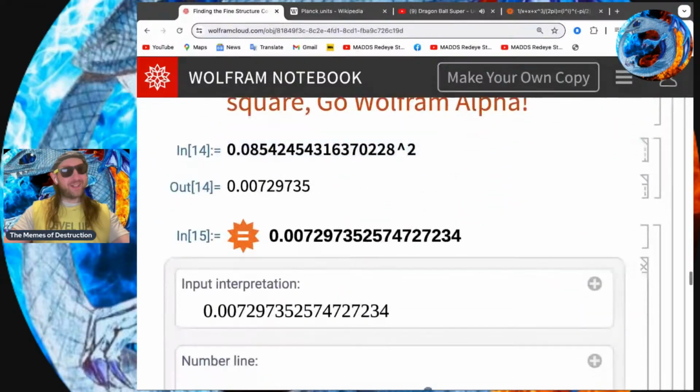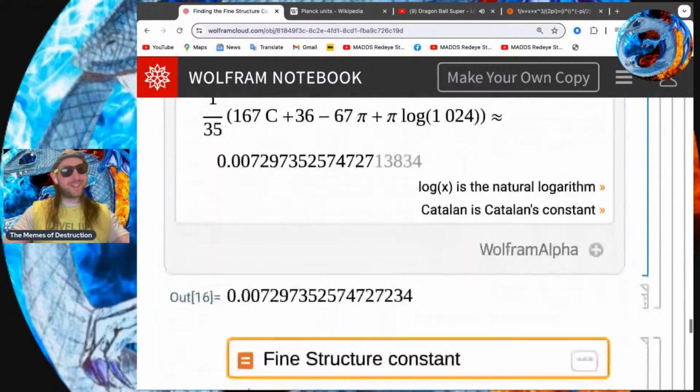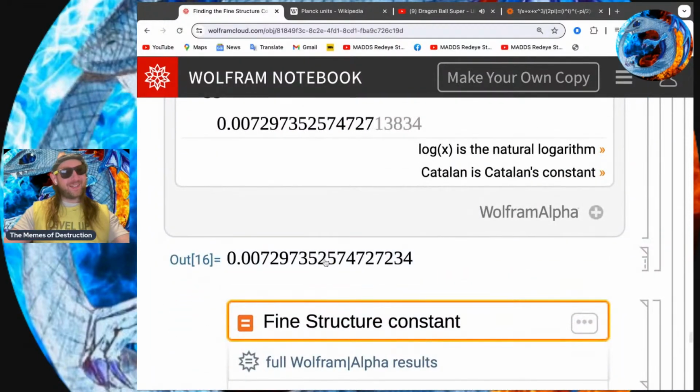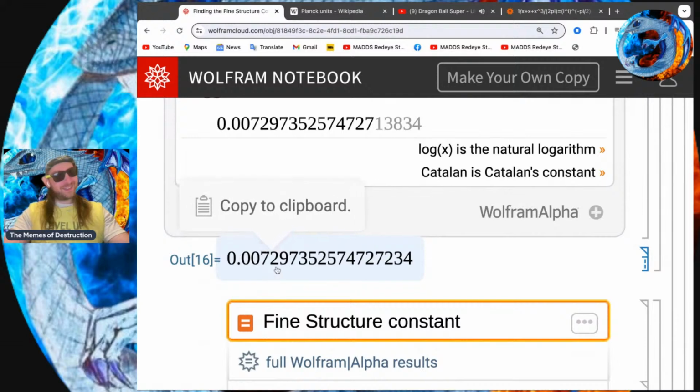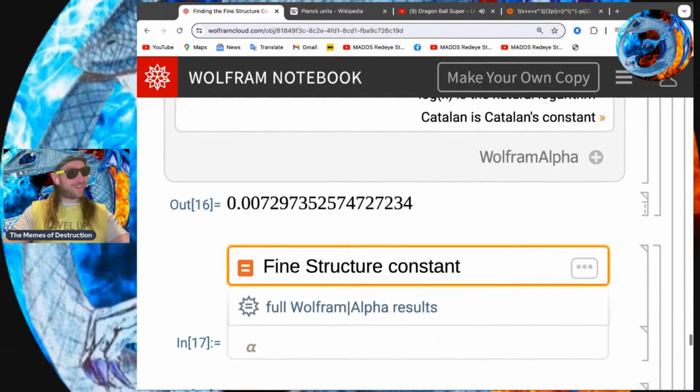So we square it. We get our input interpretation. Okay. I'm like, all right. Well, that's our output right there. All right, let me copy it to our clipboard. What's the fine structure constant?